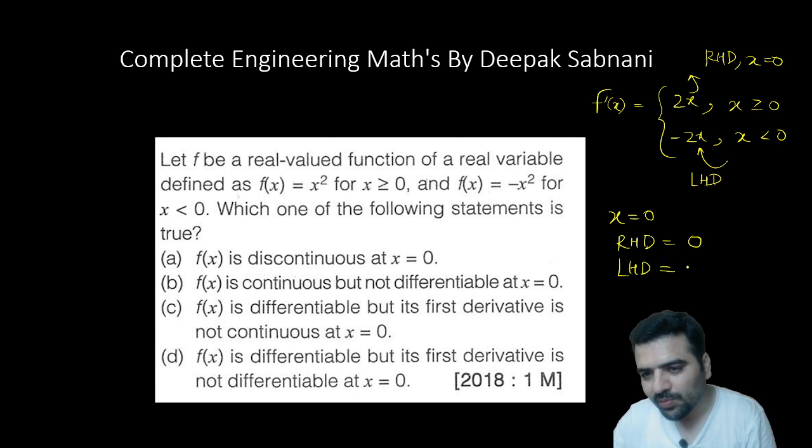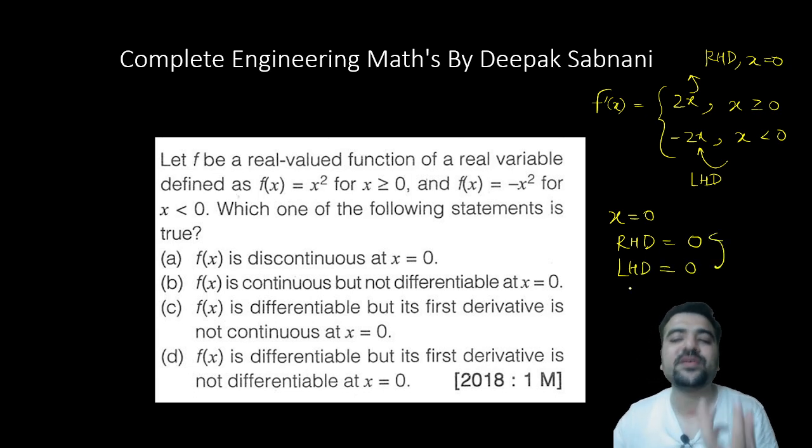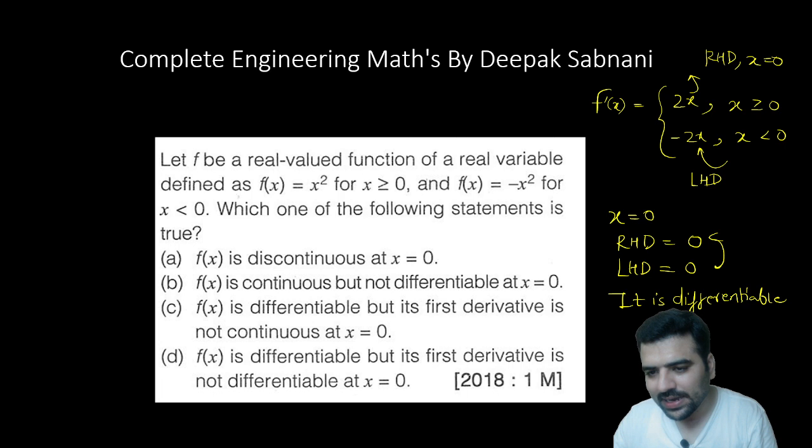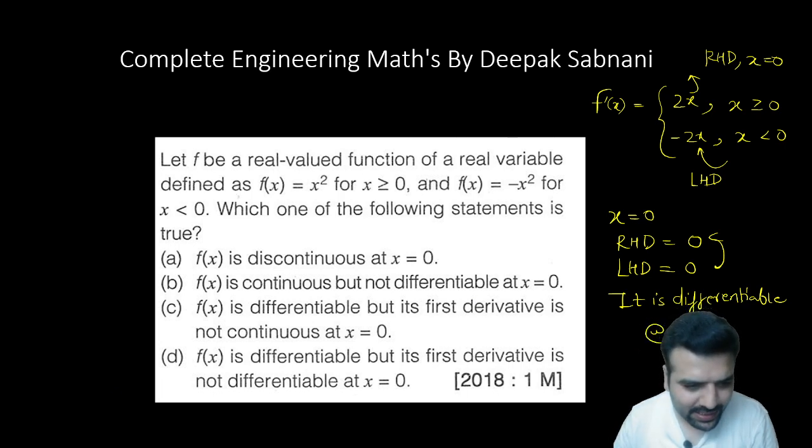LHD will be 0. Both are equal. It means it is differentiable at x equal to 0. So first, can I take that it is discontinuous? No, it is not discontinuous. It is continuous. Option: f(x) is continuous but not differentiable? It is continuous, yes, but it is also differentiable. So this is not the answer. f(x) is differentiable, that we have to check.